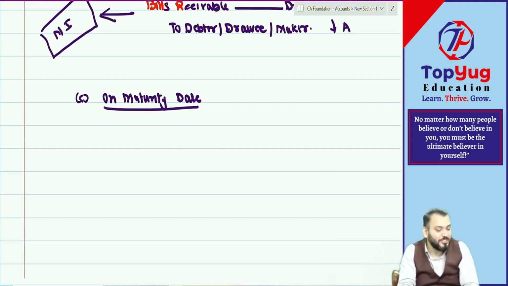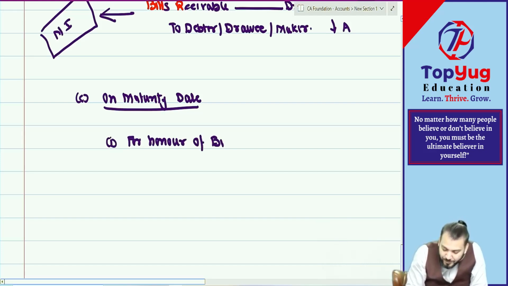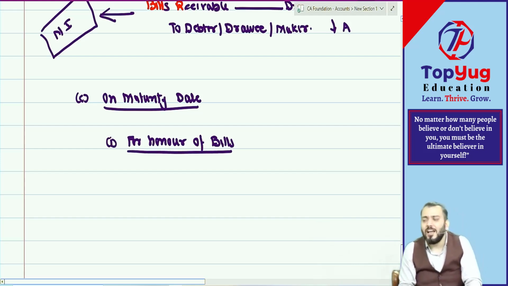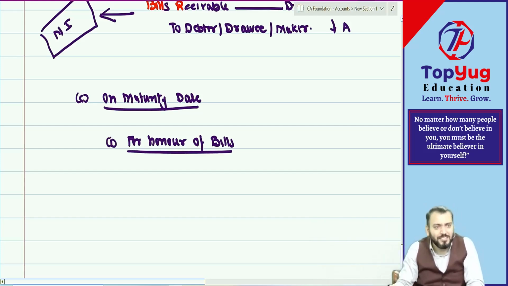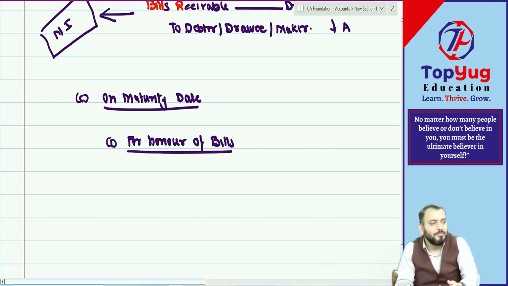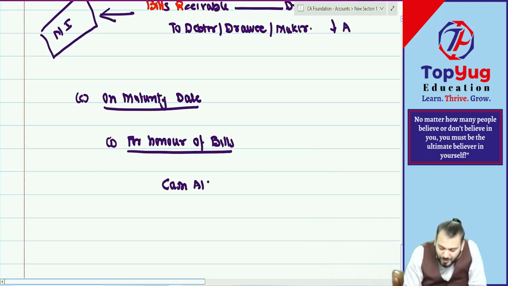So there can be two circumstances. Point number one: for honor of bill. I hope you understand these terms. It means amount collected, so cash will come in and the BR asset will decrease. This cash is collected in exchange of BR only. BR means bills receivable. What journal entry? Cash account debit to what? To bills receivable.